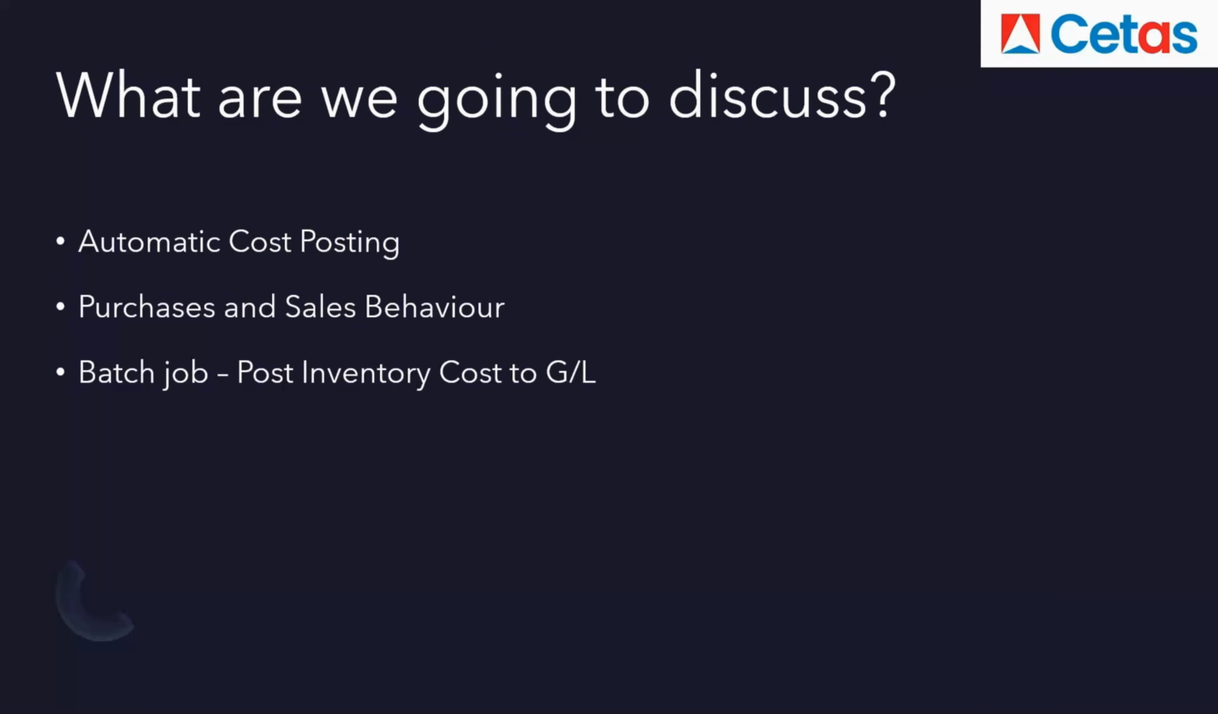We will be discussing what is automatic cost posting, how purchases and sales behave with and without this function, and what the alternative is, that is, a brief about the batch job post inventory cost to GL.